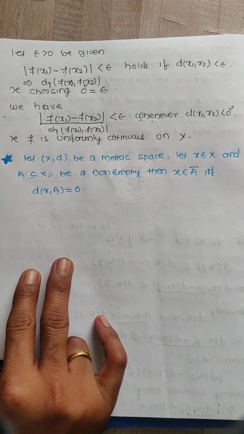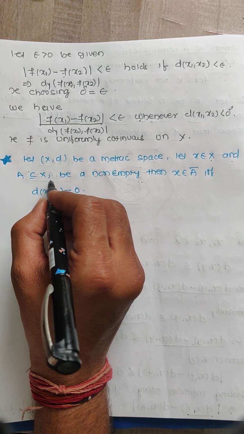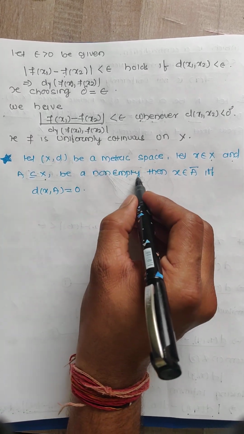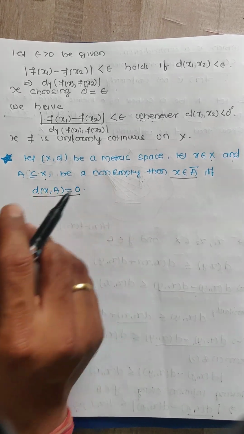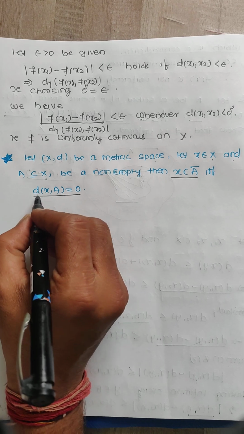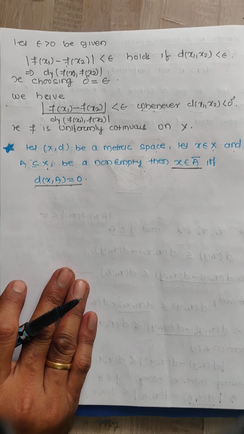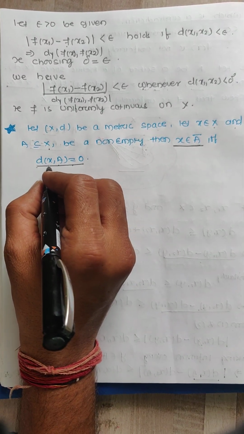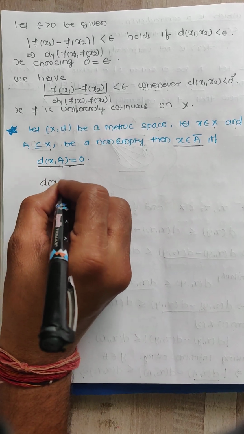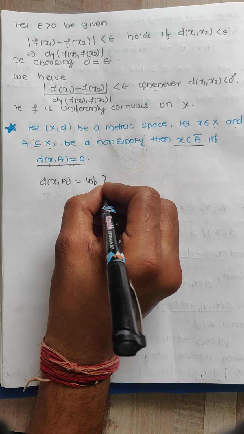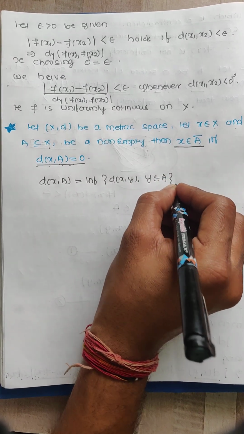So there is another result. Let (X, d) be a metric space. Let x belong to X and A be a non-empty subset of X. Then x belongs to the closure of A if and only if the distance between x and A is 0. So as I told earlier, the distance between x and A is defined as the infimum of the distances d(x, y) for every y belonging to the set A.